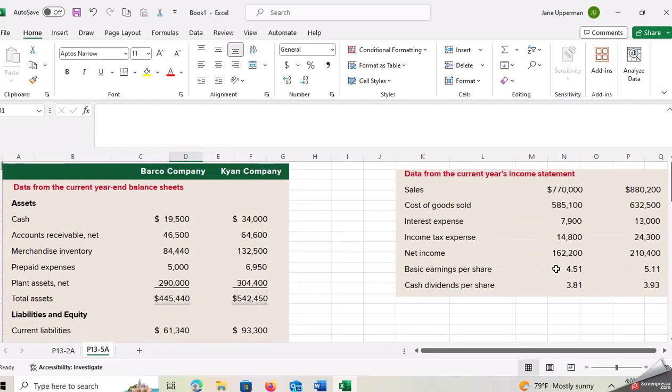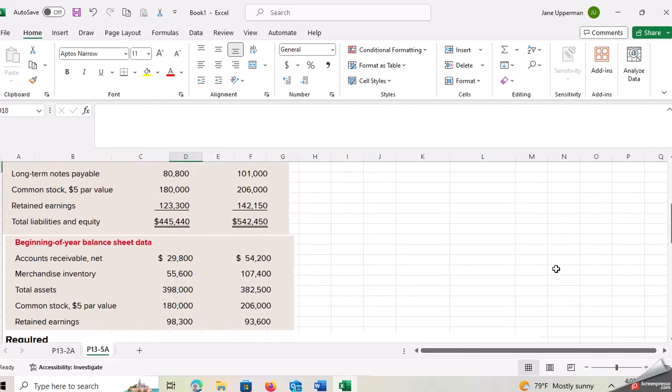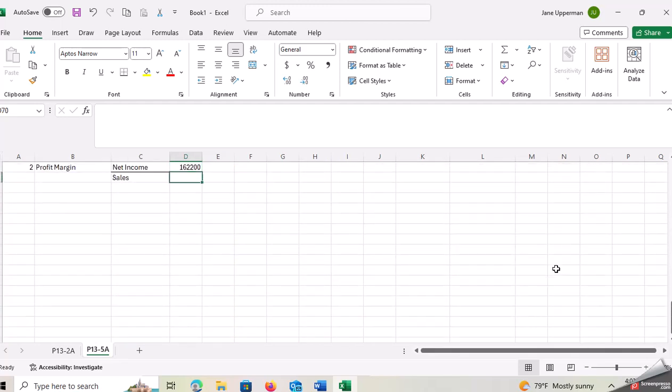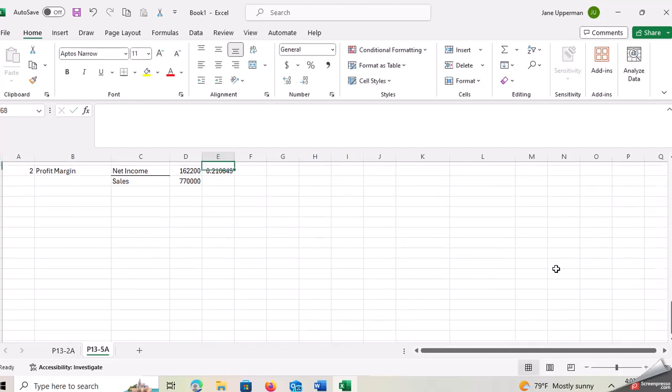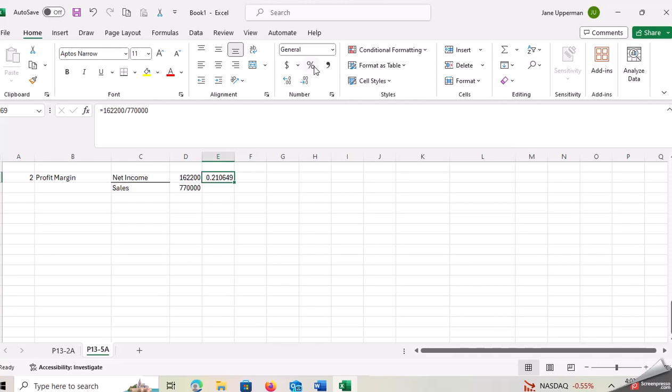So again, you can go back up there and see that, but I looked at the other formula. So 770,000. And then our formula is going to be 162,200 divided by 770,000. And that would be a percentage. So we can make that one a percent, and we can add a decimal if you want to. Okay, then we do the same thing for the other company.